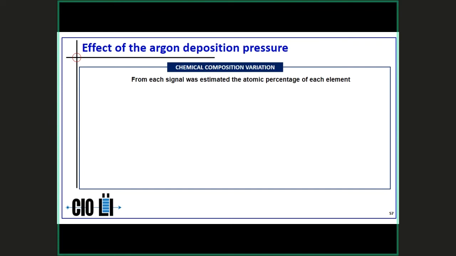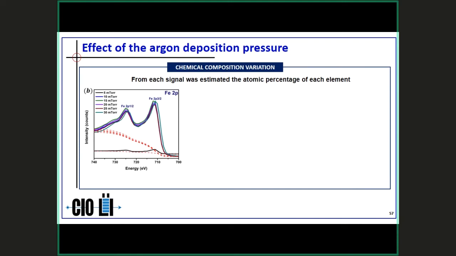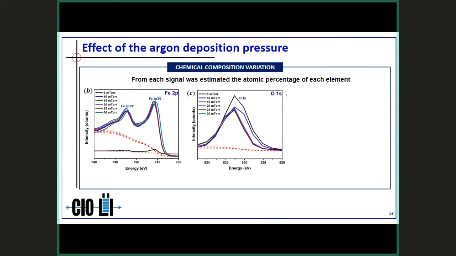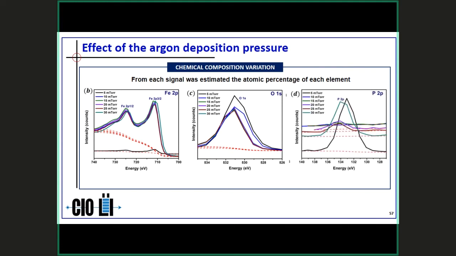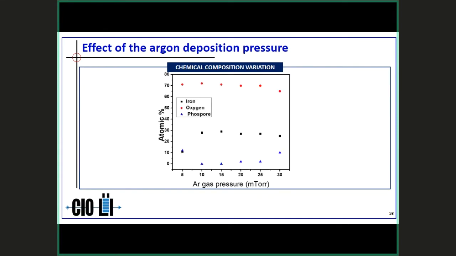As I mentioned, every coating was analyzed using XPS. Here we can see the iron signal for each one of the coatings, the oxygen peak for each one of the coatings, and the phosphor peak for each one of the coatings. If we pay attention, every peak has its own intensity, its own width, and its own peak area. It is telling us that there is a chemical variation between sample and sample. The good news is that XPS can do some quantification and can tell us how much iron, oxygen, and phosphor there is on the surface of the coating. After the quantification, we obtain this graph. The x-axis displays the different samples that were analyzed, 5, 10, 15, 20, 25, and 30 millitor.